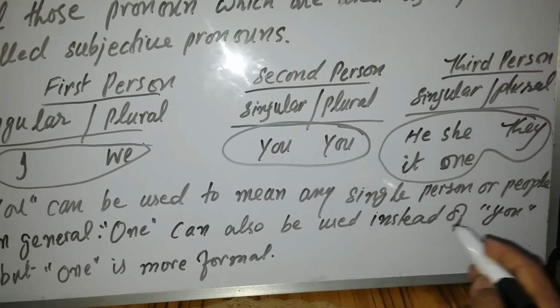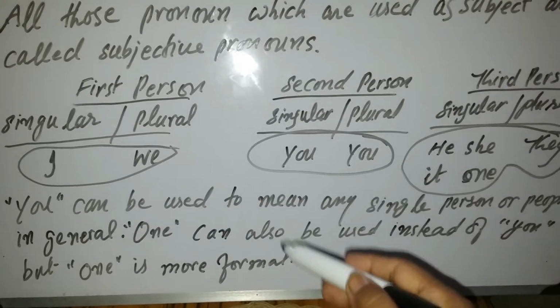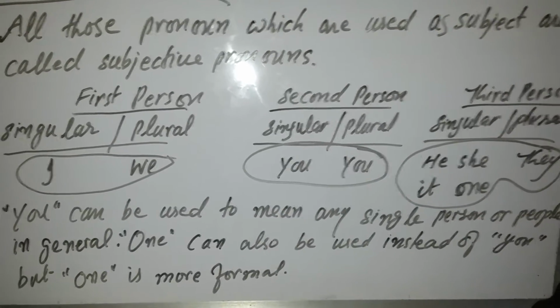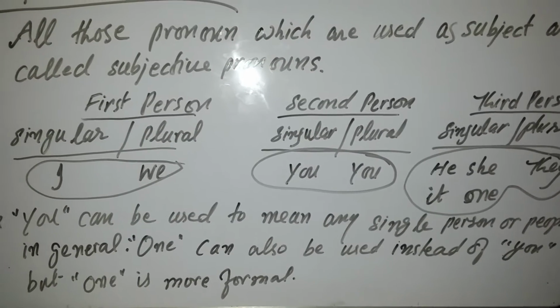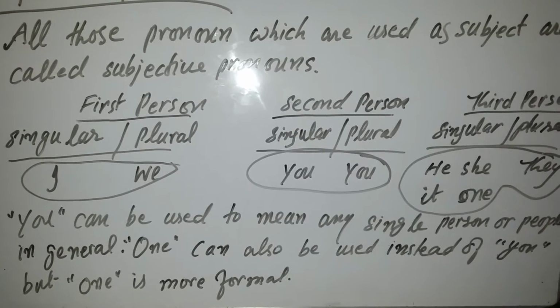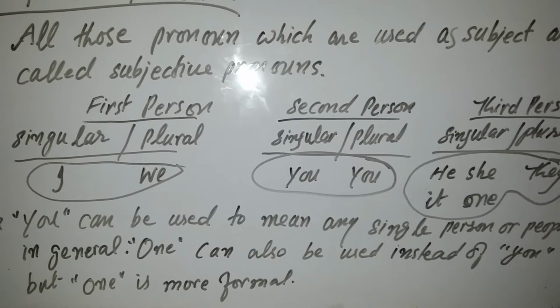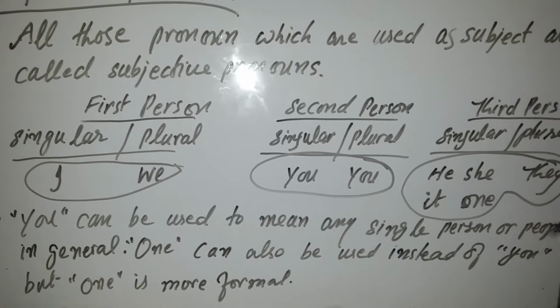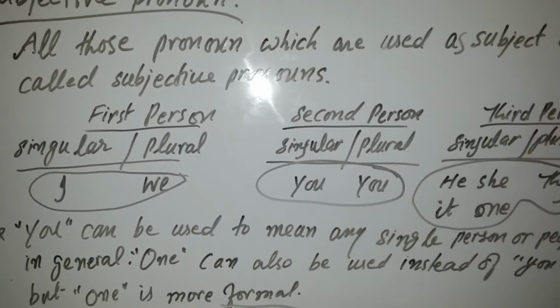One can also be used instead of you. You can also use one instead of you. For example, one should be very careful when he enters a library. One should keep silent in a library. There shouldn't be any type of noise. Now you are using one instead of you, but one is formal. These are subjective pronouns.